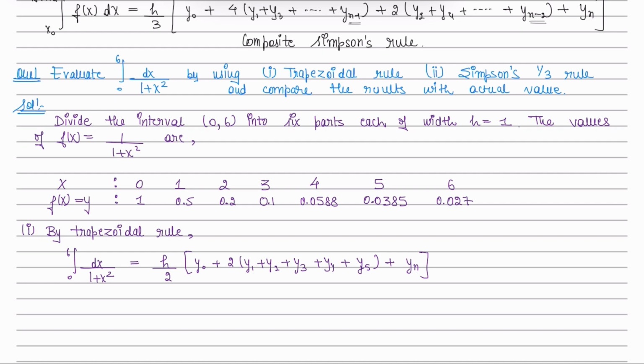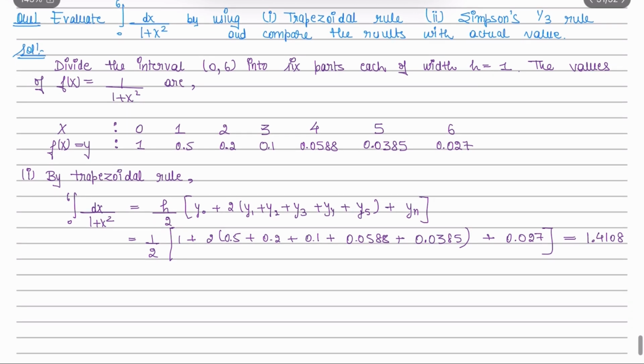Putting the values of y's from the above calculated table, it will be 1 by 2, as we have considered the value of h is 1, into 1 plus 0.027 plus 2 times 0.5 plus 0.2 plus 0.1 plus 0.0588 plus 0.0385. This value will be equals to 1.4108.